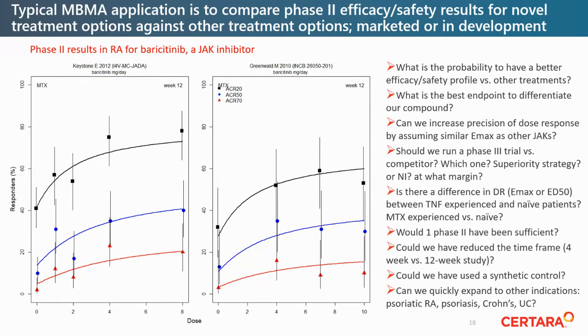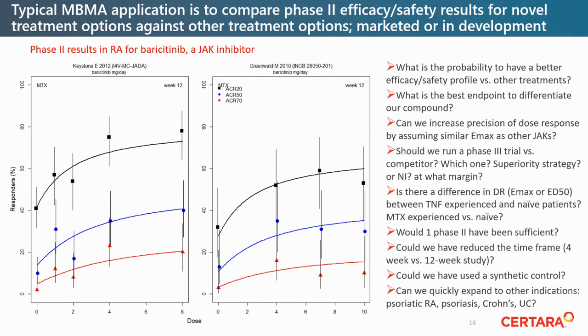So this data you typically have at the end of phase 2 that now brings up a lot of questions, which are sort of summarized on the right-hand side. Given the information that I've seen so far, what is actually my probability that this drug at a particular dose will have a better safety efficacy profile compared to other treatment options to which I haven't compared it yet in a head-to-head study?